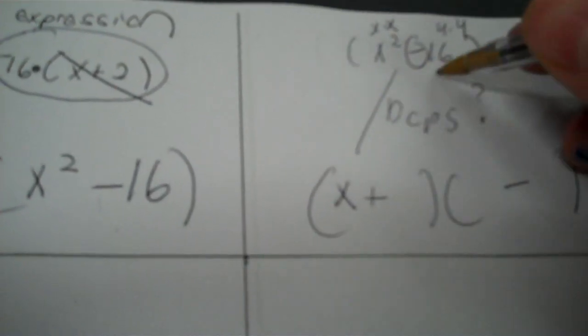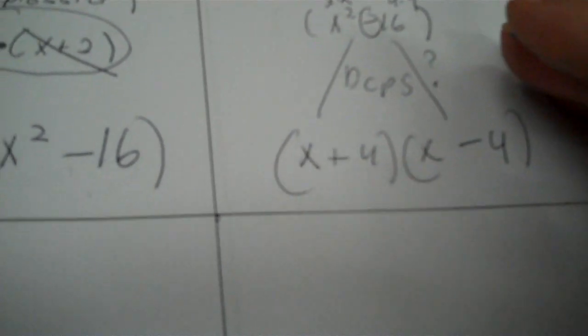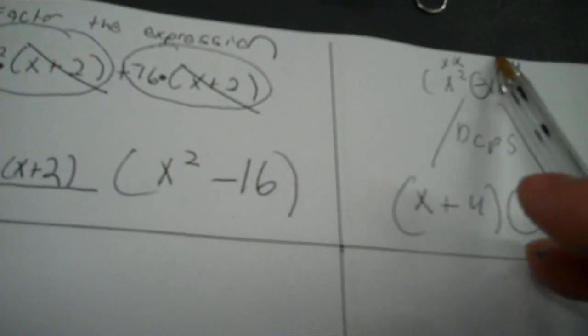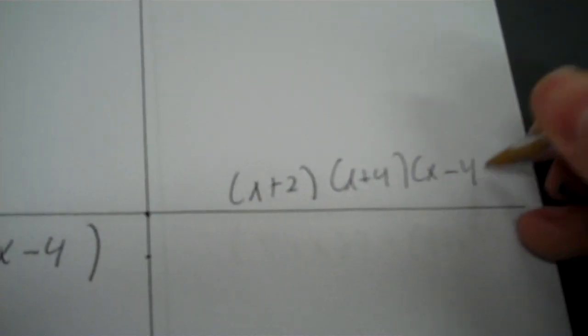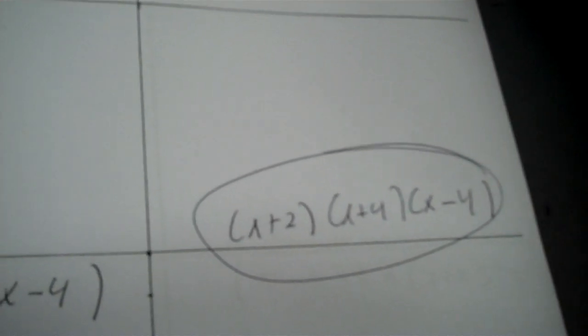So this goes down into x plus 4, x minus 4. So I'm not going to write this. Instead of writing that, I'm going to replace that with x plus 4, x minus 4. Both get parentheses around them. Okay, and there's your factors.